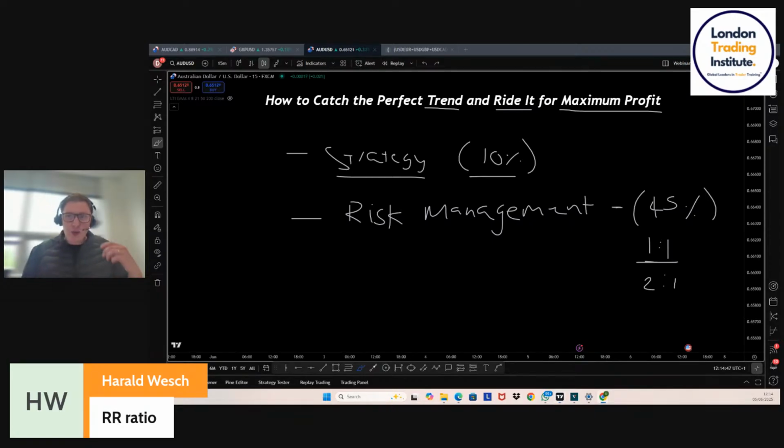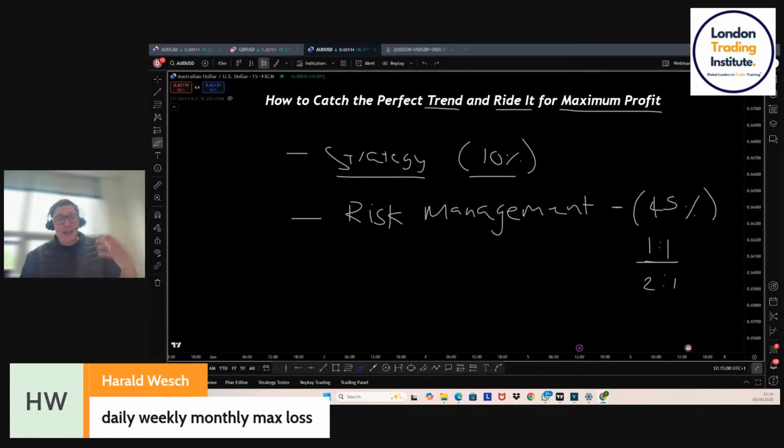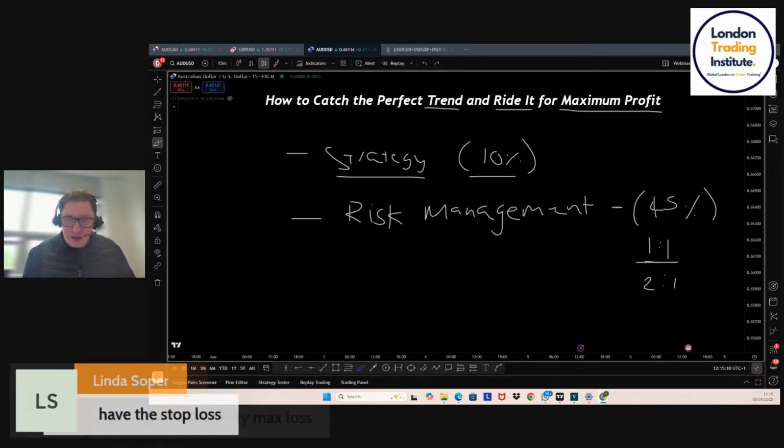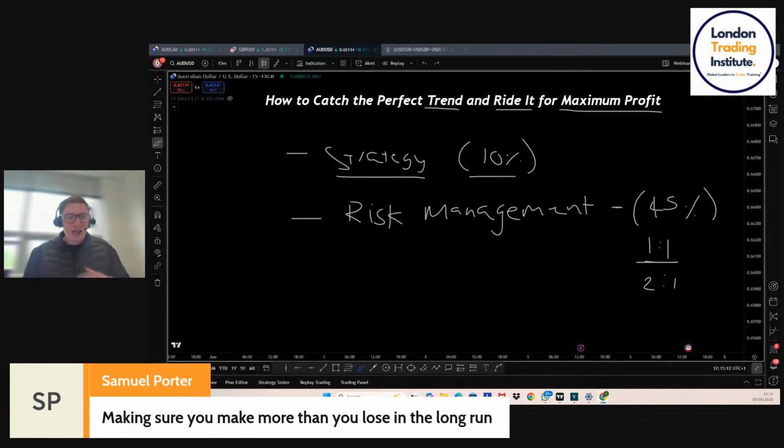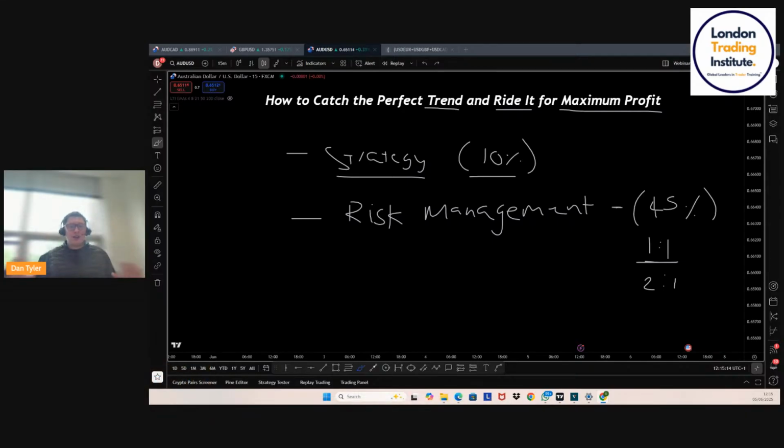People are saying 1% maximum risk per trade. Yeah, that's absolutely possible. We've got 1 to 2% risk to reward. Daily, weekly, monthly max losses, putting those systems in place to say, hey, look, if I lose this amount in a day, I'm going to stop trading. If I lose this certain amount in a week, I'm going to stop trading. Having a stop loss. Exactly. All of these are correct, guys. Okay. Risk management is really broad.